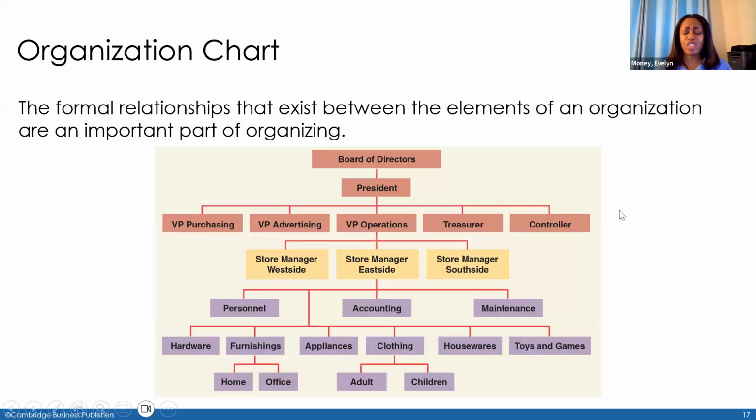So here's an organization chart. I'm sure you know what an organization chart is. It essentially tells us who's in charge of what in a particular organization so that individuals know who to report to from a managerial accounting perspective. This is important because we need to know who we're providing what types of information to. Because believe you me, the treasurer is going to need different information from the store manager on the east side.